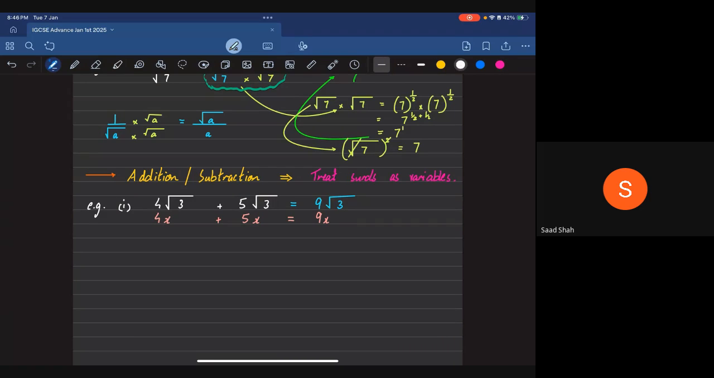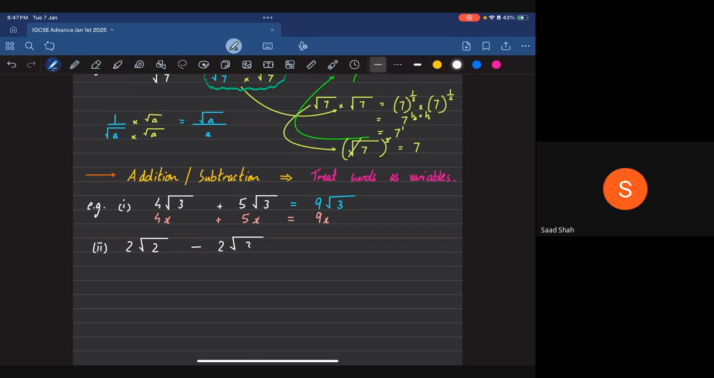How do you determine which two surds are equal to each other? Because variables are easier to understand. x is different from y, x is similar to x. You can easily add, subtract, whatever. But let's just say that 2 under root 2 minus 2 under root 3.